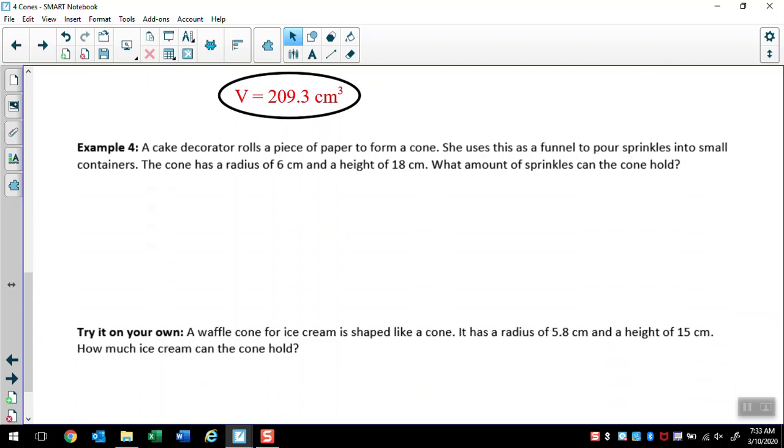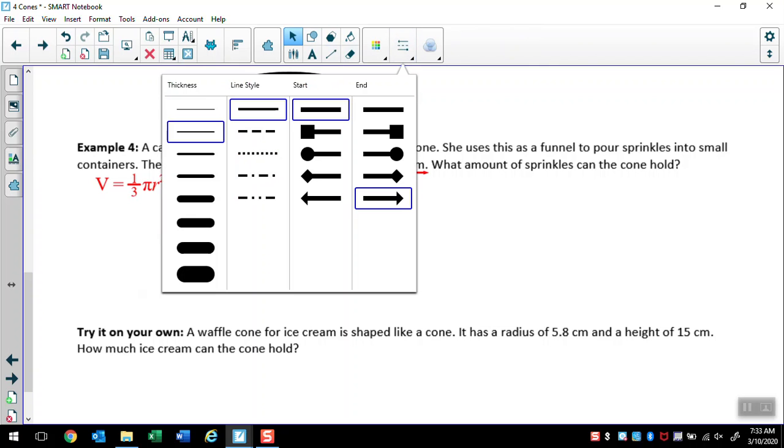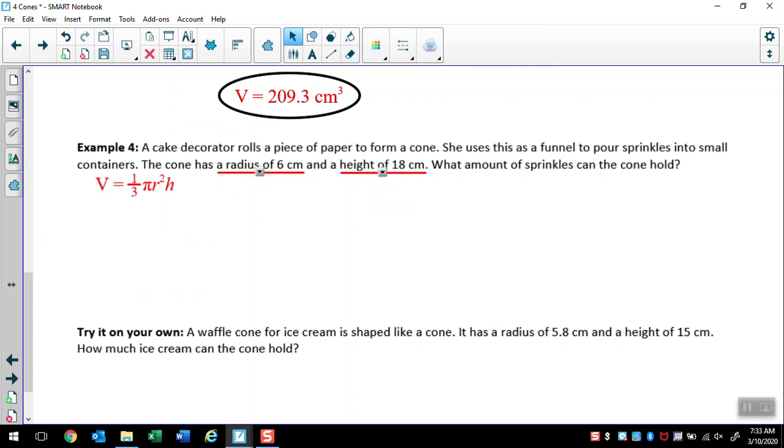All right, so we're going to have to pull out our volume formula, and see what we have. So again, I'm going to look at my formula. I need radius, so I'm going to look to see what did they give me. And they gave me a radius of 6 centimeters. So good, we've got that. And then a height of 18 centimeters. All right, so we're all set in that department, so we can go ahead and just substitute those in.